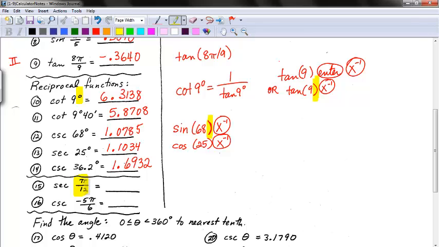Secants are reciprocal with cosine. Okay, so we're going to do cosine of pi divided by 12, close the parentheses, and then the x to the negative 1 key. Okay, and I get 1.0353.